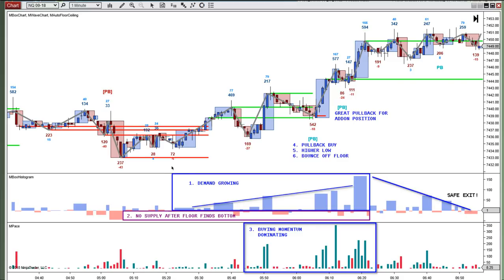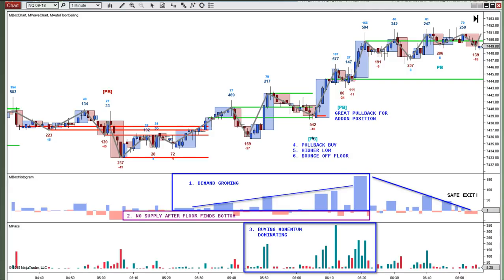All right, so we see here the price came down. The floor found the bottom here, which is good. We see the demand is growing, okay? Histogram is showing that demand is growing. After this floor, we see no supply at all. Look at this. It's just abysmal. There's nothing. There's no supply. So demand is growing. No supply here. Absolutely no supply. Okay. Buying momentum comes in and is dominating.